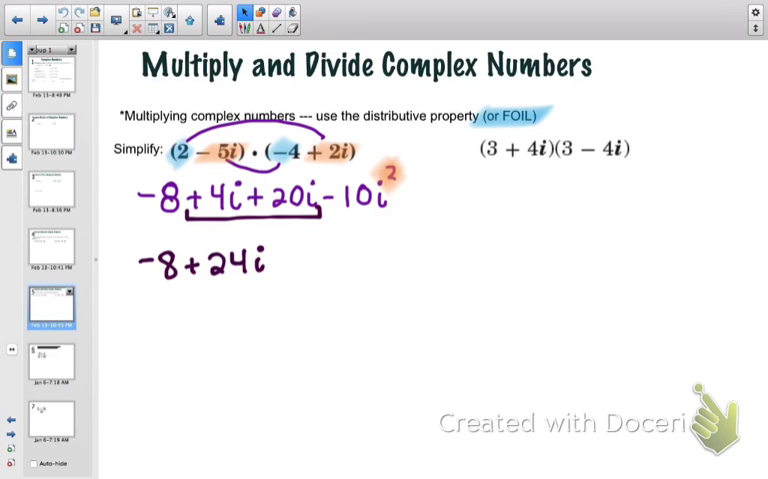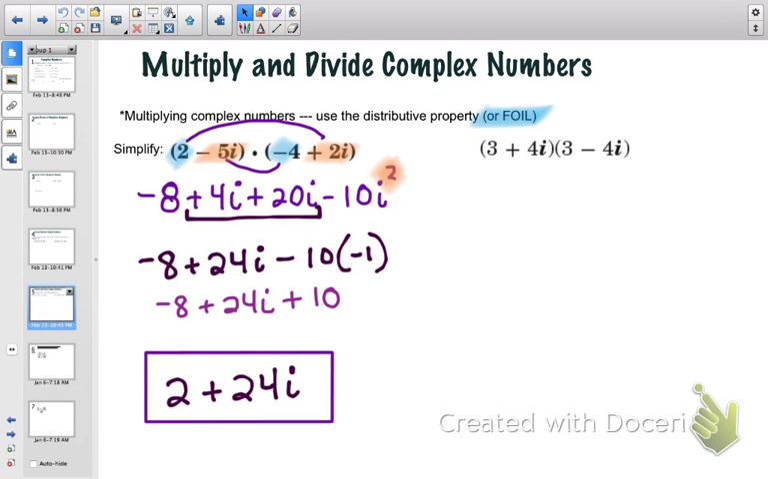So I have negative 8 plus 24i. I have negative 10 now times negative 1, because I can substitute that in for i squared. Negative 10 times negative 1 is positive 10. And there's another set of like terms. Negative 8 and positive 10 combine to positive 2. 24i stays. Let's try it again with that second example.